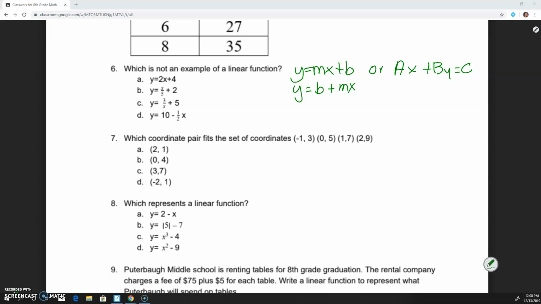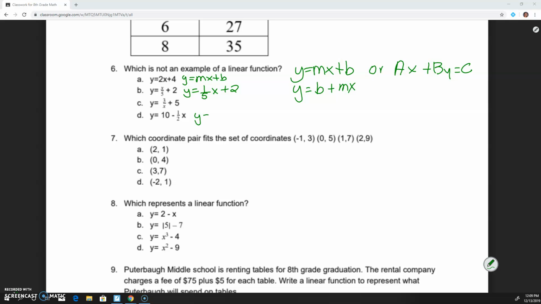So A says y equals 2x plus 4. Is that just like y equals mx plus b? Yeah. So it's linear. The next one is y equals, can I put a 1 in front of the x? So 1/5 x plus 2. So it starts at 2 and your slope is up 1 over 5. That's linear.